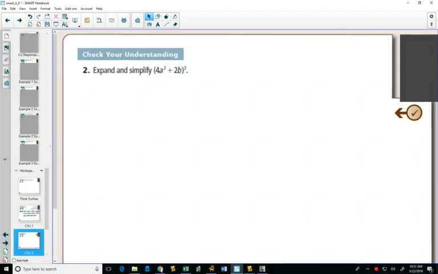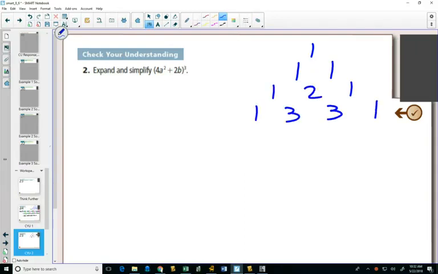And because the exponent is 3, there would be 4 terms, so we know we would go to the 4th row of Pascal's triangle. If we want to expand and simplify completely, 4a squared plus 2b cubed, my coefficients are going to be 1, 3, 3, 1.